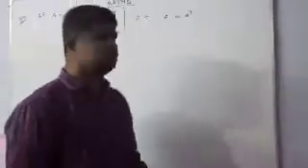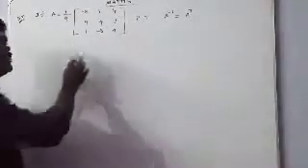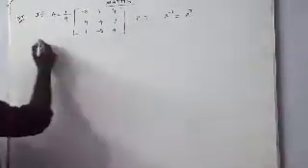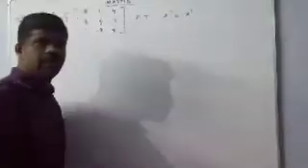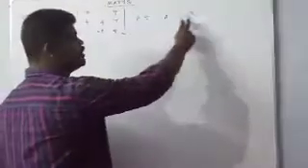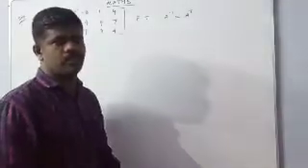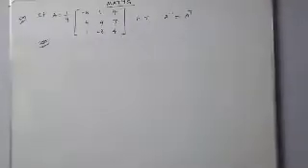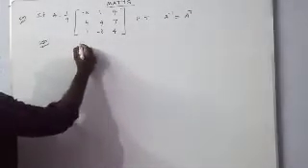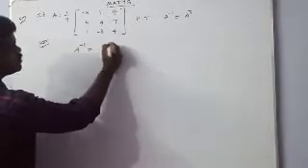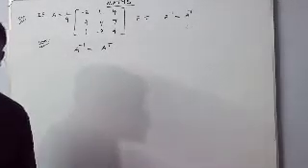So how to deal with the sum? It is easy. The easy way to solve the sum: what we have to prove? A inverse equals A transpose. So first of all, we can write A inverse equals A transpose.